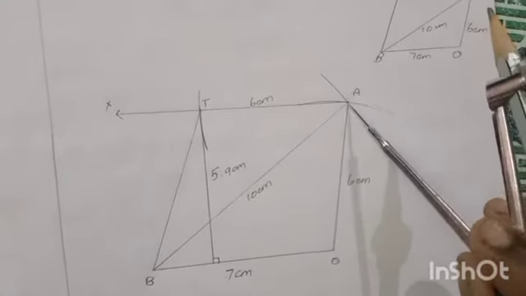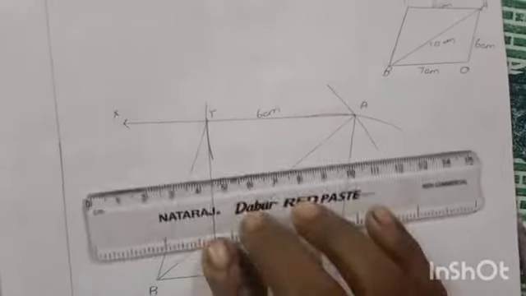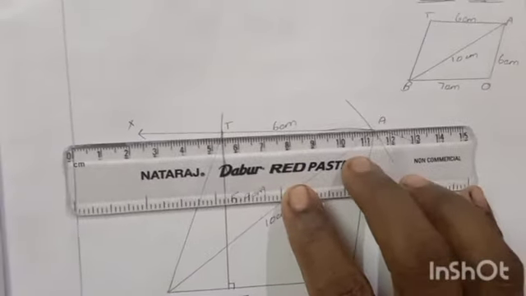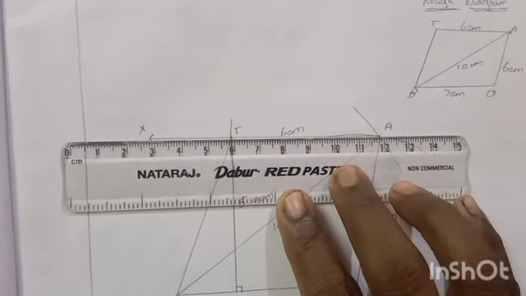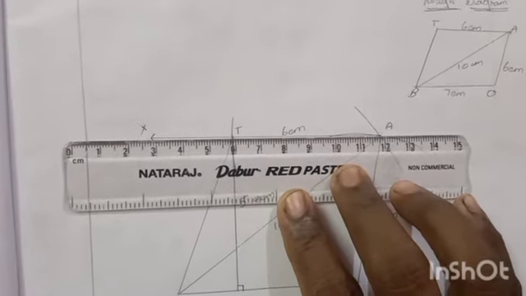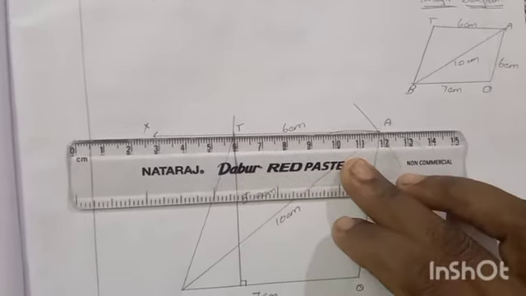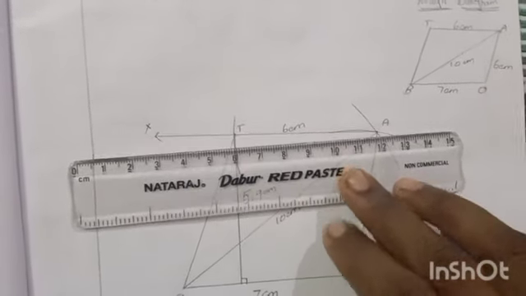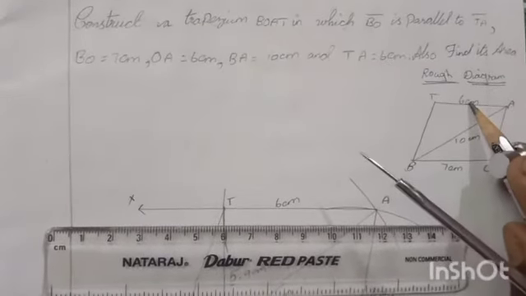Then from A you have to draw one parallel line with the help of a ruler. From this meeting point, without any measurement, just draw one parallel line. Like this you have to draw one parallel line. Then after drawing that parallel line, the measurement given here is 6 centimeter, so you have to measure 6 centimeter.